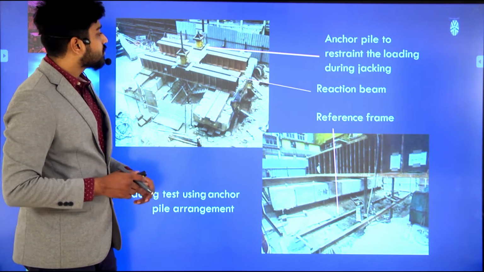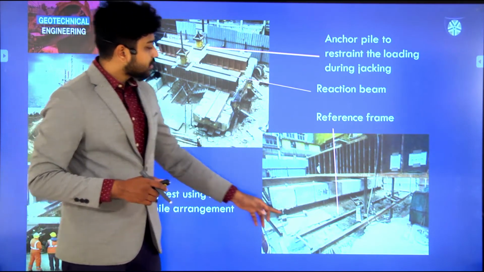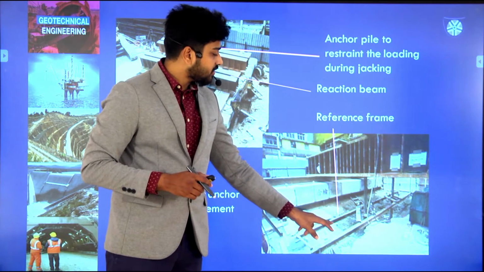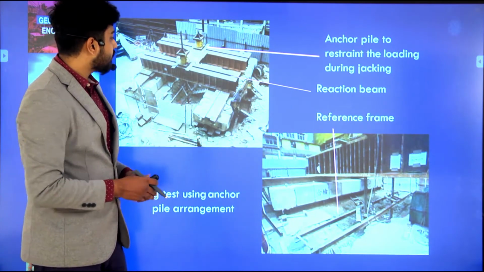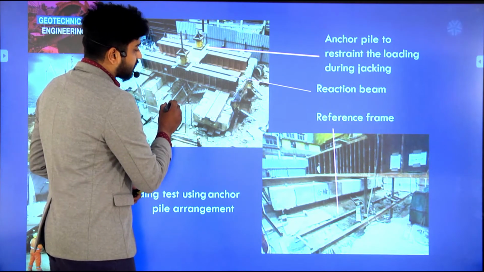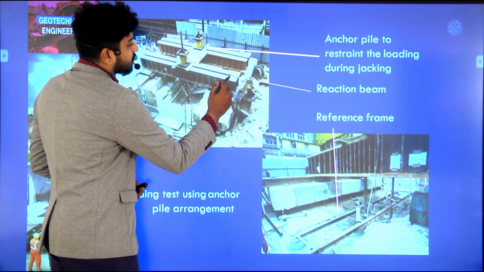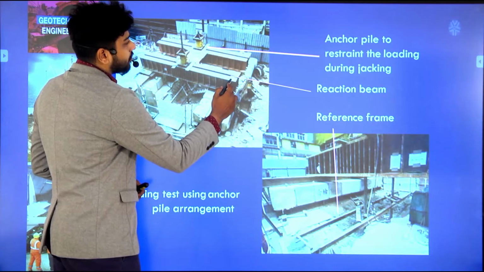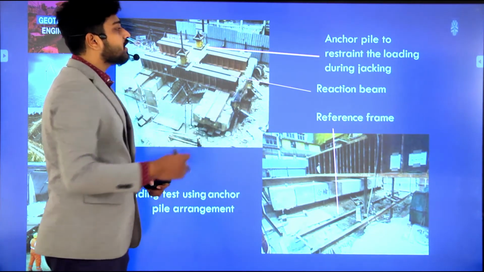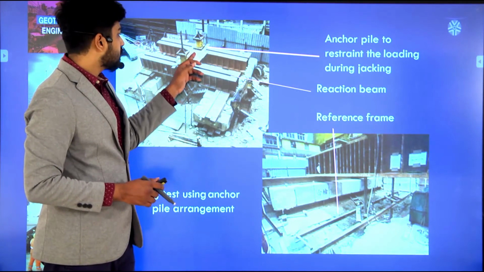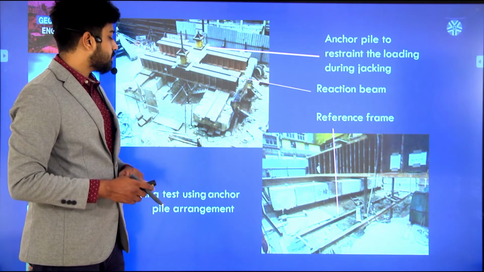Now coming to the other type, that is the loading test using anchorage system. If you look at this particular diagram, these are the reference frames that are there on the ground, and in the same diagram this particular thing is a reference frame and this particular thing is a reaction beam. There is an anchored pile here to restrain the loading during jacking. So this is the arrangement.